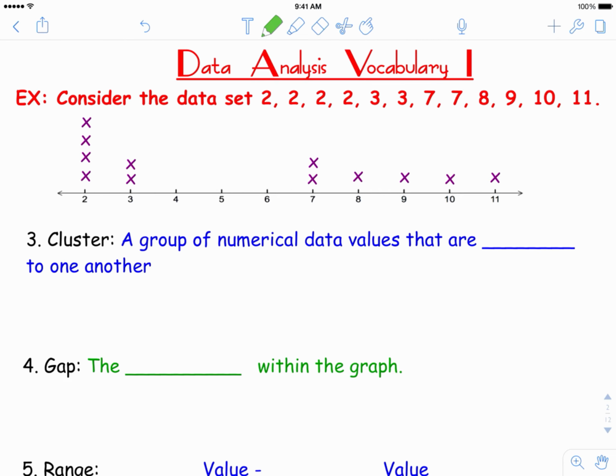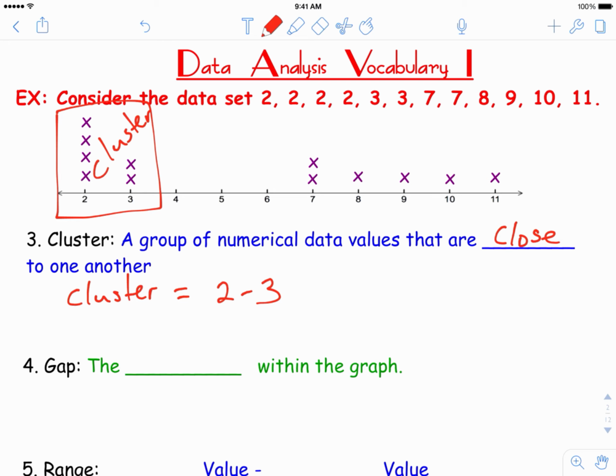The third vocabulary we need to go over is cluster. It means a group of numerical values that are close to one another. Look at the data set above. The data values cluster around 2 and 3. So the cluster in this case is 2 and 3.